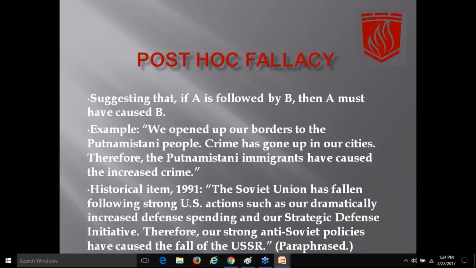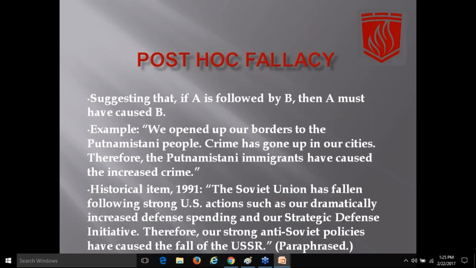A historical item from 1991, which, by the way, is still being argued to this day. The Soviet Union has fallen following strong U.S. actions such as our dramatically increased defense spending and our Strategic Defense Initiative. Therefore, our strong anti-Soviet policies have caused the fall of the USSR. Now, I would say most historians look back at the Reagan administration and say, yes, it was a good idea that we toughened up on the Soviets to keep history from repeating itself, or to keep an already Cold War from becoming chillier.